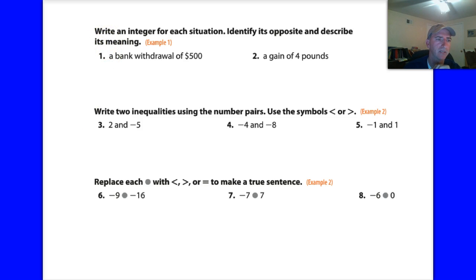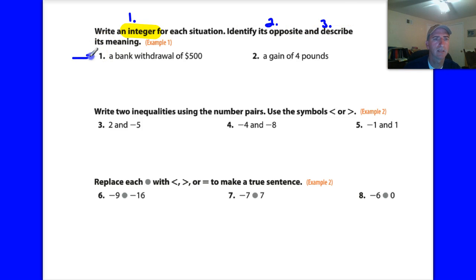Here we go, number 1. Let's take a look at the directions here. It's an interesting question. It says, write an integer for each situation. That's the first thing it's asking me to do. And then it says identify its opposite. That's the second thing it's asking me to do. And then it says describe the meaning.